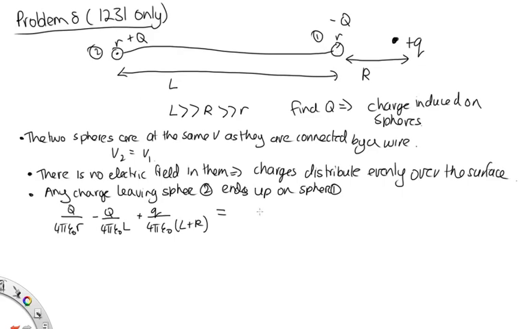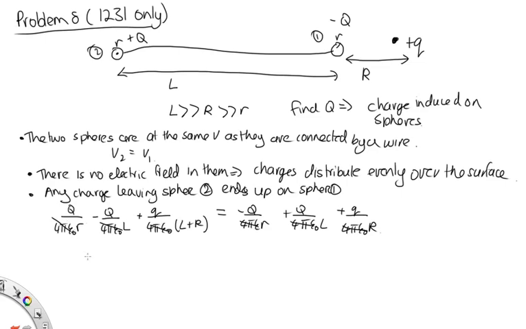Let's look at our potential in the middle of the first sphere. We've got the charge minus q, which is a distance r away. And then we've got this charge plus q, which is a distance L away. And then we've got the charge plus Q, which is a distance R away. And what we're asked to find is q, the charge induced on the spheres. So let's gather together on one side all the capital Q terms and on the other side all the little q terms. What we can do is cancel out all these 4 pi epsilon naughts. They're a common factor to everything, so let's get rid of them.